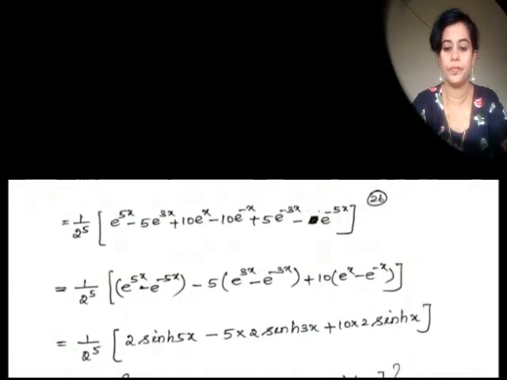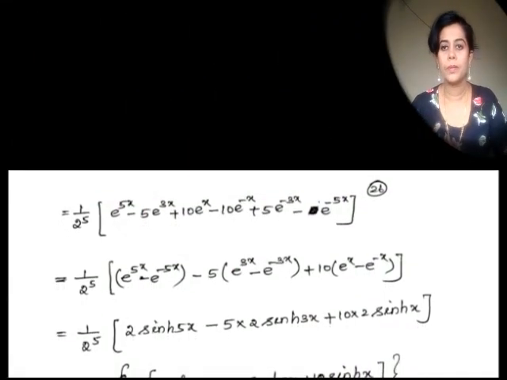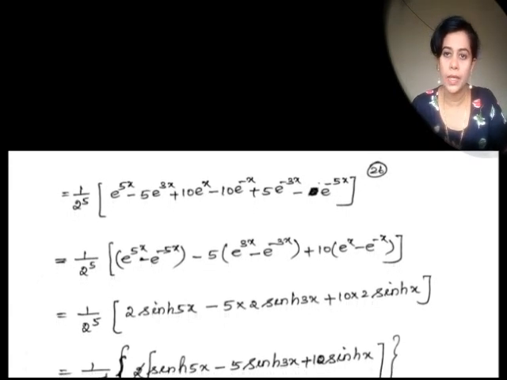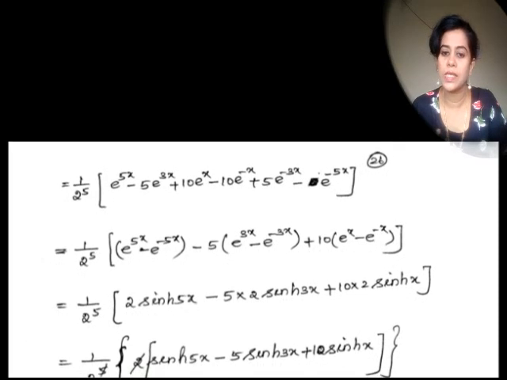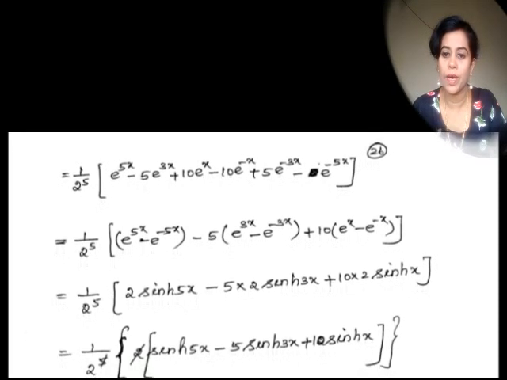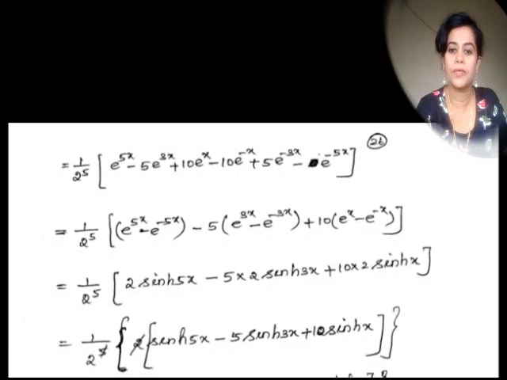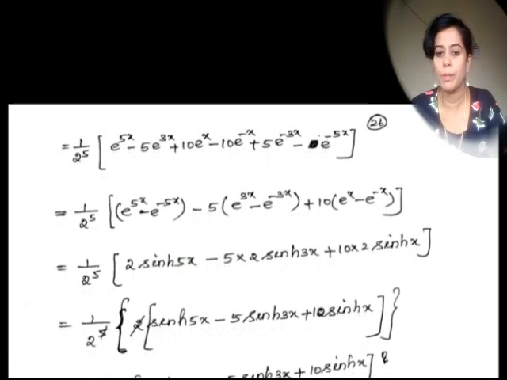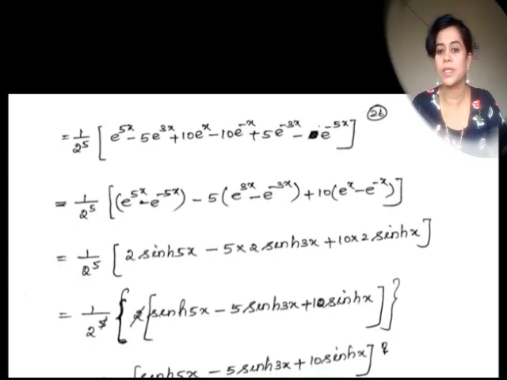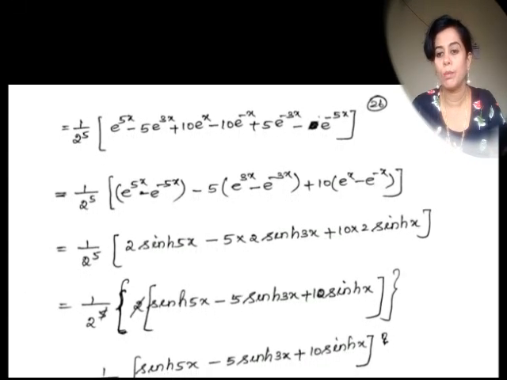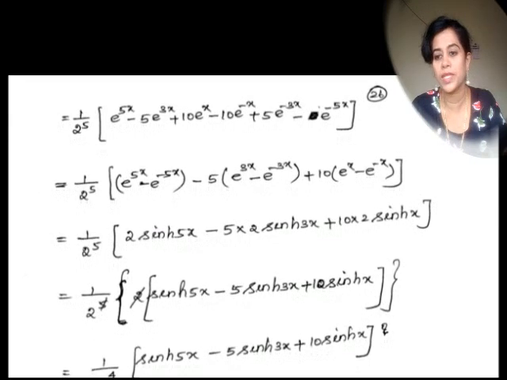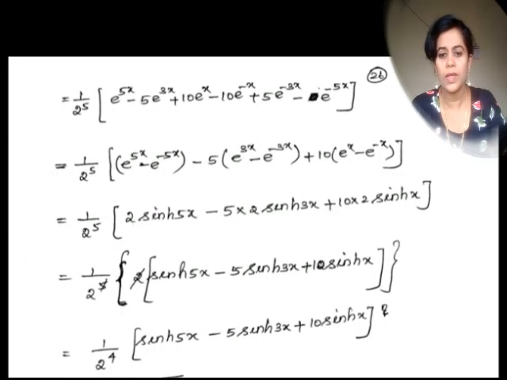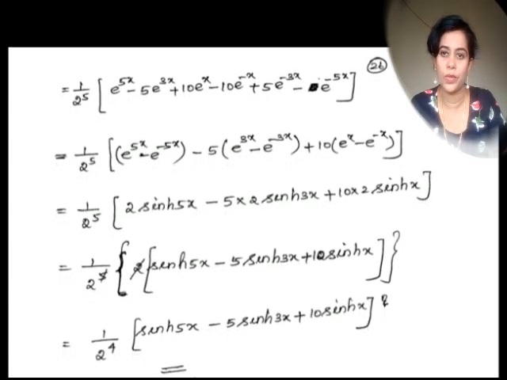Then this can be written as 1 by 2 power 5 of, write down the simplified result: e power 5x minus 5 e power 3x. Why is it 5? Because 5c1 is 5. Simplifying, we get 5 e power 3x, then 10 e power x minus 10 e power minus x plus 5 e power minus 3x minus 5 e power minus 5x. Now grouping the similar values.